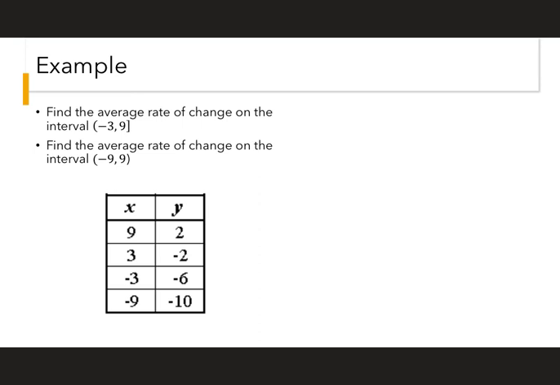From a table, f of negative 3 is going to be negative 6. F of 9 is going to be positive 2. So my average rate of change is going to be negative 6 minus 2 over negative 3 minus 9, which is a negative 8 over a negative 12, or 2/3. So on that interval, it is increasing.